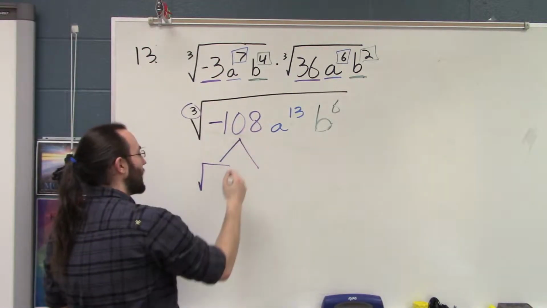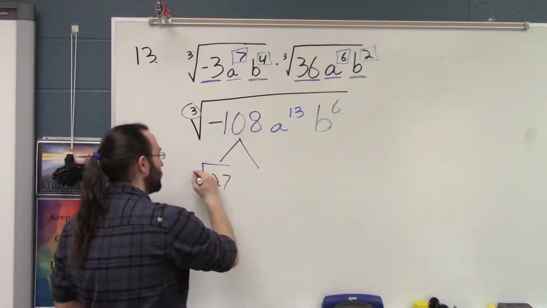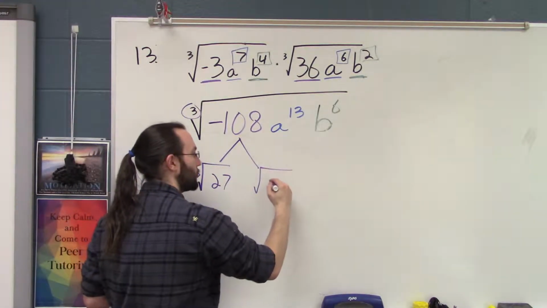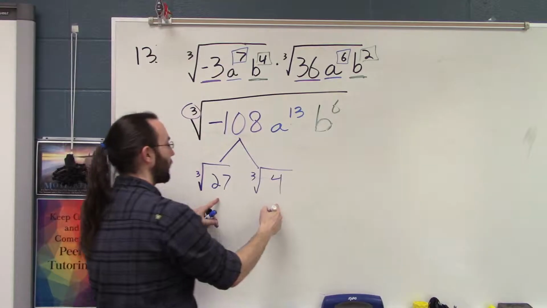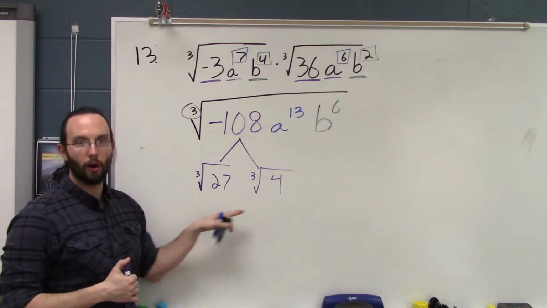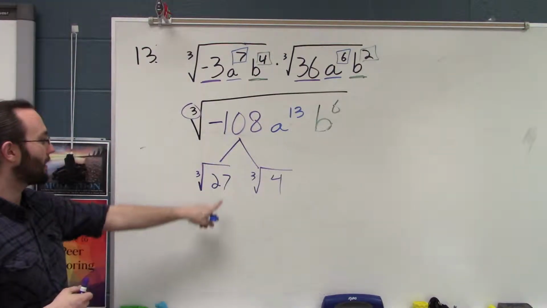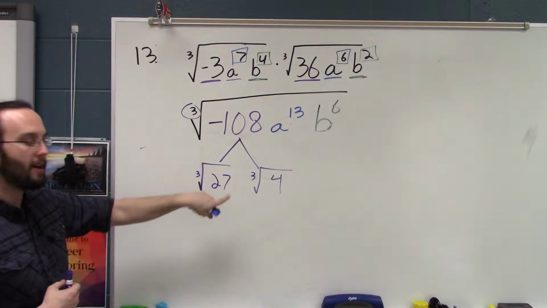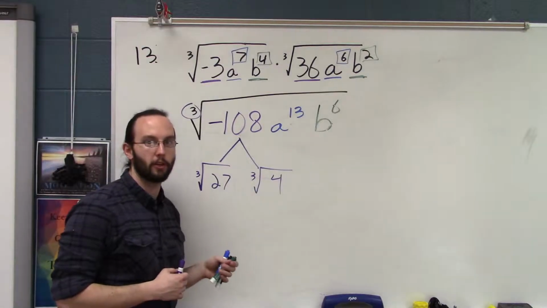In the case of 108, the biggest perfect cube is 27. 27 times 4 gets you back to 108. So we have our two factors here for 108. Again, the reason I'm picking 27 is because 27 is a perfect cube.